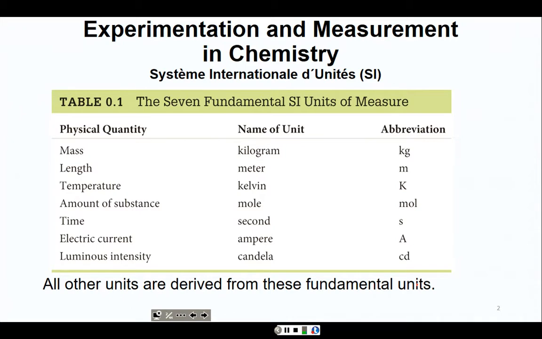The abbreviations are in the right column, and there are some that will be used far more frequently than others, particularly mass, length, and temperature. We'll talk about amounts of substances in moles, and then seconds. The last two on this list will not be so commonly used. Others will be derived from these units. You'll need to become familiar.